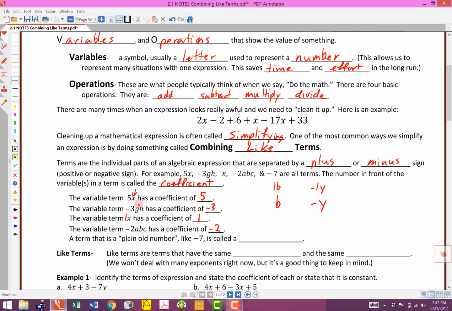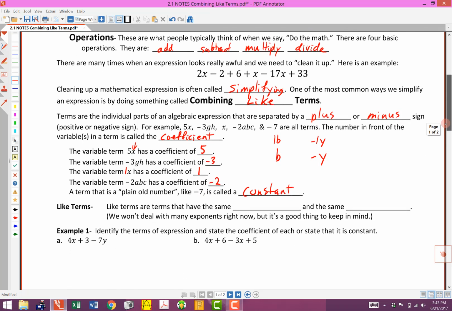So we wouldn't be able to say what number the entire expression represents because we've got implied multiplication here, here, here, here, and here. So what we call this, because this is not going to change, it's not going to vary at all, we call that a constant. Okay? So we've got one C word, coefficient, that's the number in front of the variable, and then we've got another C word, that's a constant. That's a plain old number, doesn't have a variable attached to it.